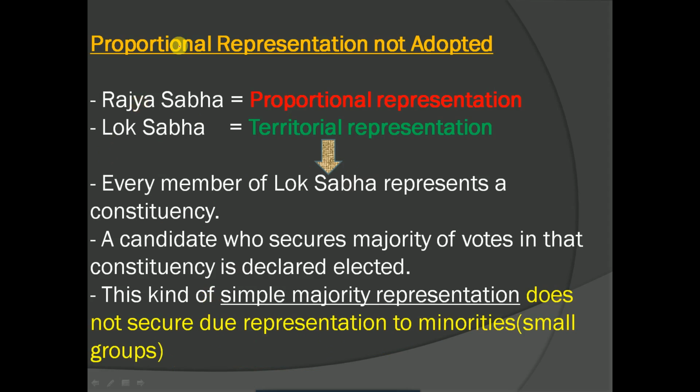Proportional representation is not adopted in the case of Lok Sabha. Though the Constitution has adopted the system of proportional representation in the case of Rajya Sabha, it has not preferred the same system in the case of Lok Sabha. Instead, it has preferred territorial representation for the election of members to the Lok Sabha. Under this, every member of Lok Sabha represents a constituency. A candidate who secures a majority of votes in that constituency is declared elected.